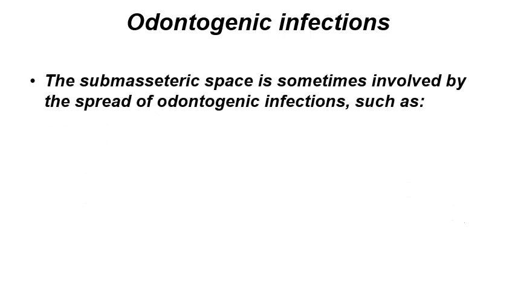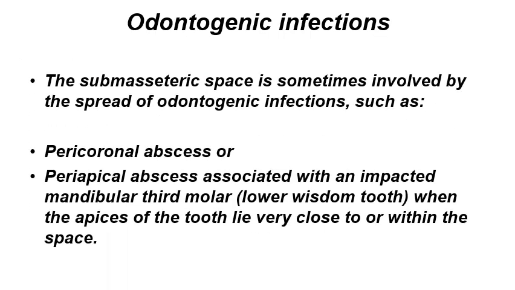What are the sources of infection of the masseteric space? Usually it comes from odontogenic infections related to the lower wisdom tooth, particularly partially impacted, where it is mesioangular or horizontal impacted lower wisdom tooth, where the apices of such tooth lie very close to the space. Also, compound angle fracture can cause infection in the submasseteric space.